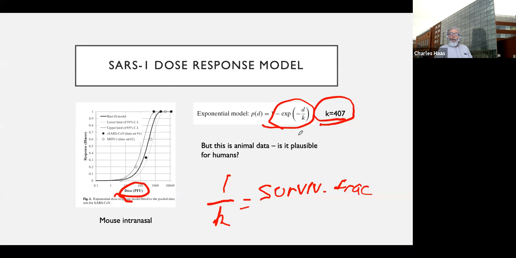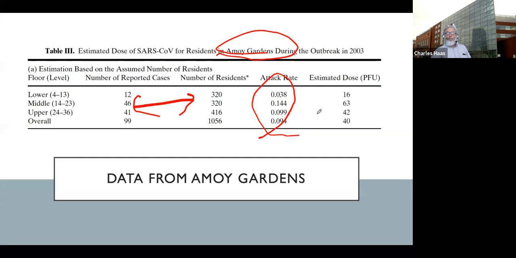And now we basically run the dose response model backwards. Given the attack rate, what is the dose that would have corresponded to it? And so, depending upon the tier in the Amoy Gardens, anywhere from 16 to 40 PFU would represent the attack. And this appears to be plausible based on the assessment of how the virus was transported within the plumbing stack of that building. As I said, not a true validation, but a plausibility assessment. So we appear to be in reasonable order to use the animal data to estimate human risk.